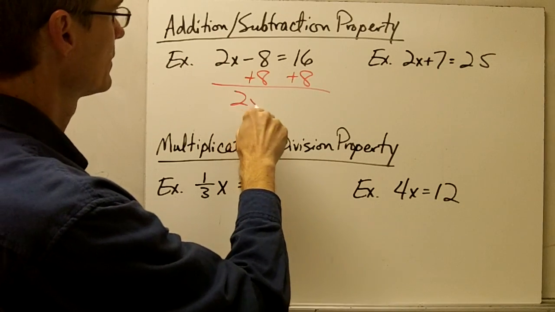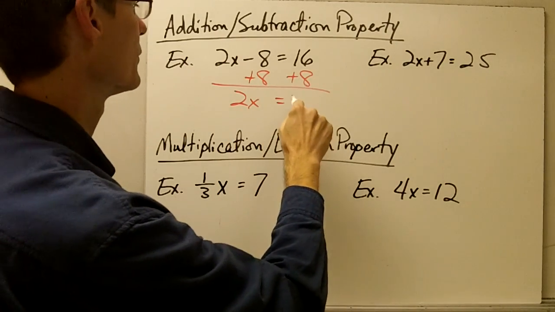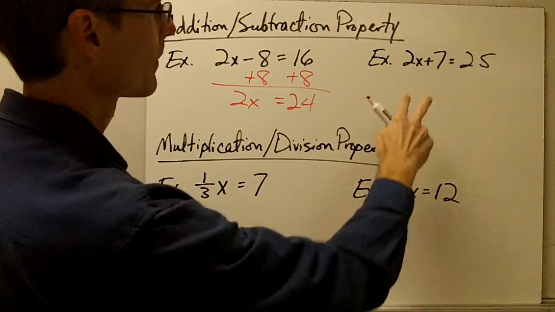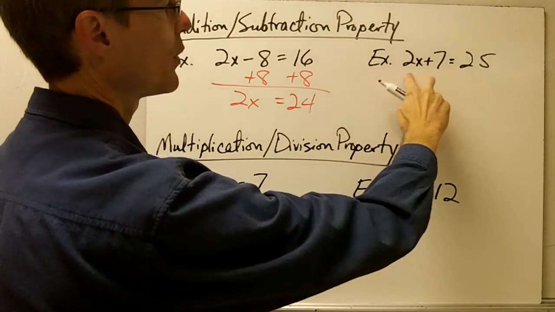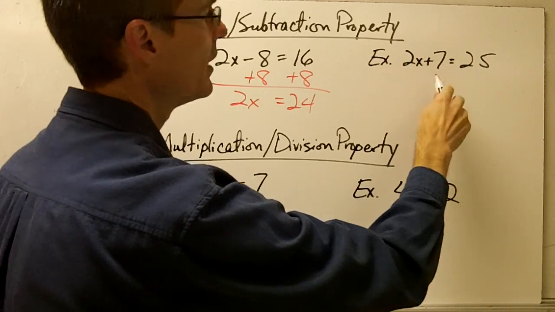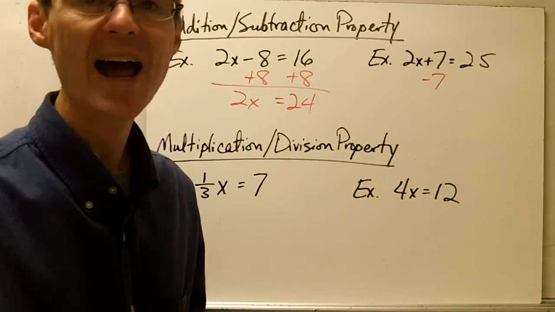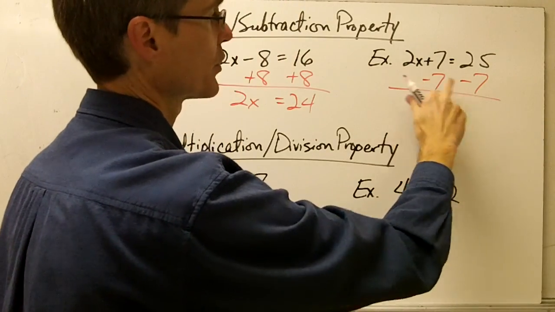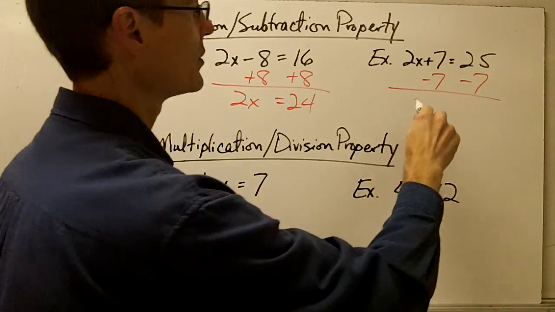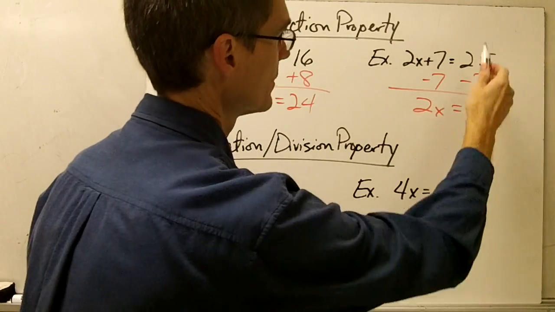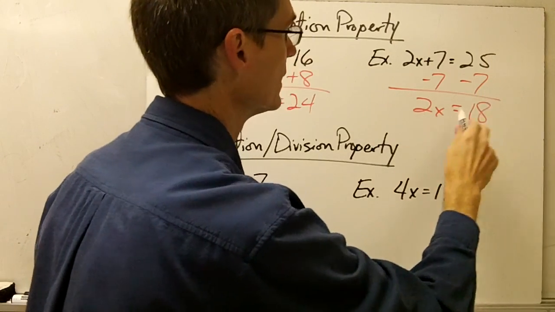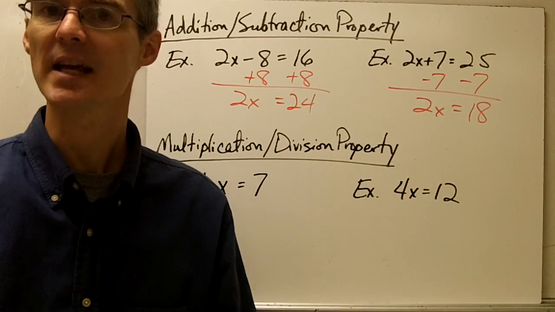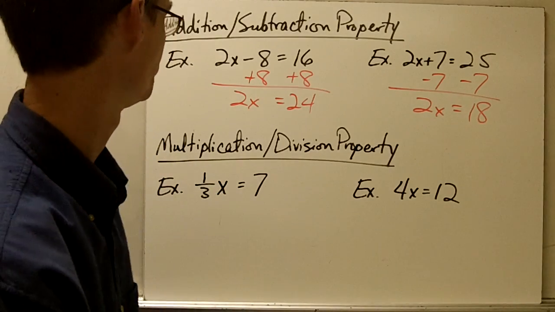So this would give me 2x equals 24. That's the addition property. For this example right here, if I have the equation 2x plus 7 equals 25, the first thing I'm going to want to do is subtract the same thing from both sides of my equation. In this case, I'm going to subtract 7 from both sides of my equation, and that is 25 minus 7 is 18. This is an example of the subtraction property. I'm subtracting the same thing from both sides of my equation.